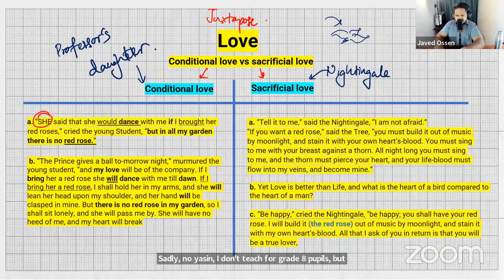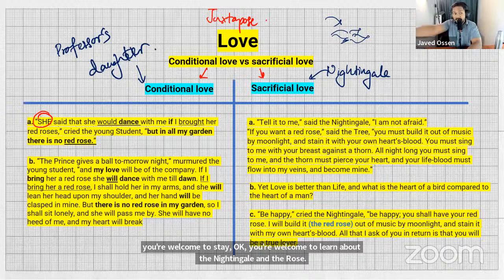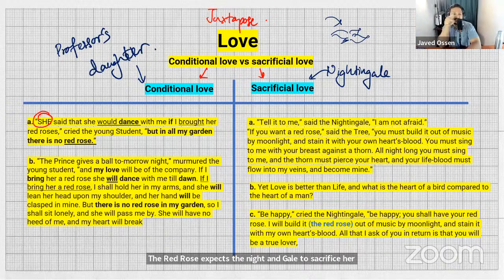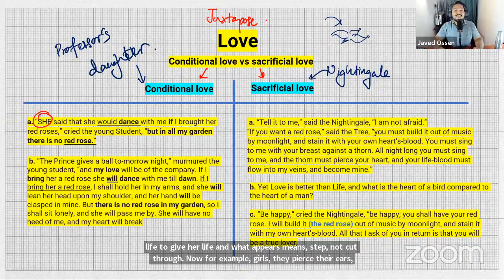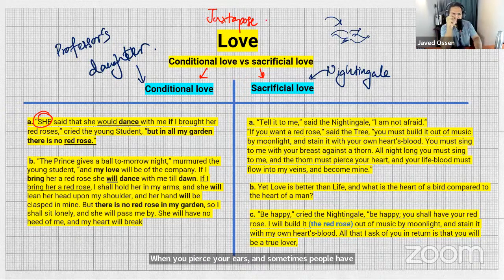The red rose expects the nightingale to sacrifice her life, to give her life. And pierce means stab, not cut through. Now, for example, girls, they pierce their ears, right? Sometimes people have piercings all over. They pierce their nose, they pierce their eyebrows. Piercing means stabbing. Girls pierce their ears, they don't cut, right? Pierce means you stab. So pierce your heart, in the sense the nightingale must give her heart's blood. Her life blood must flow into the veins of the red rose.